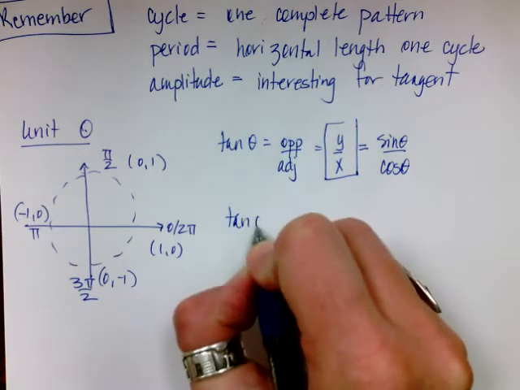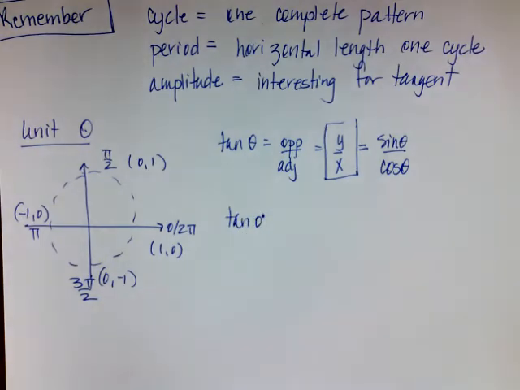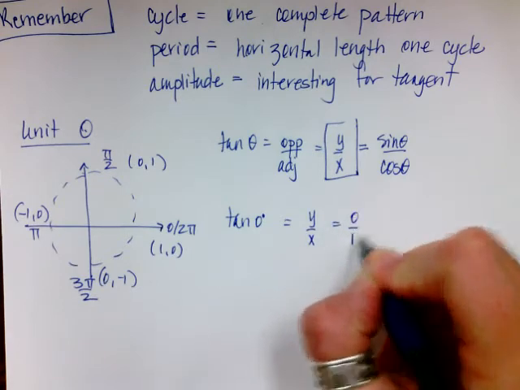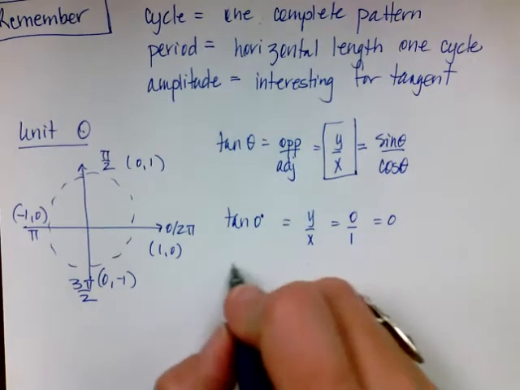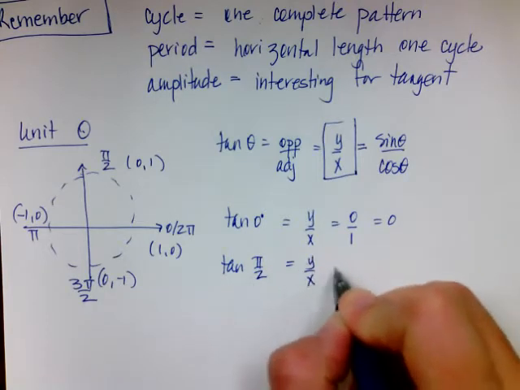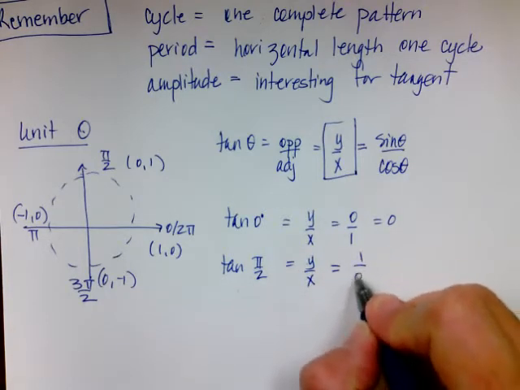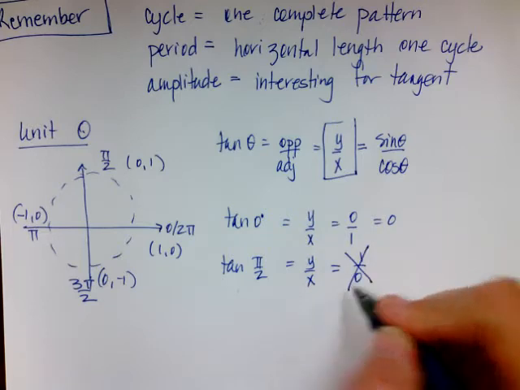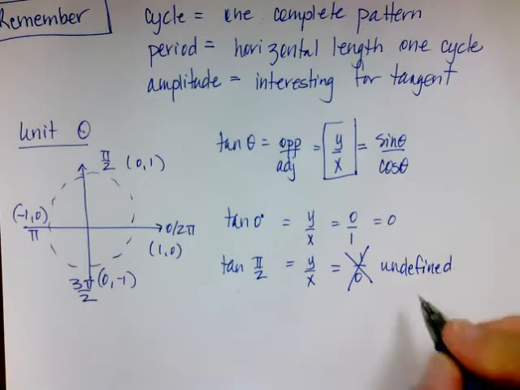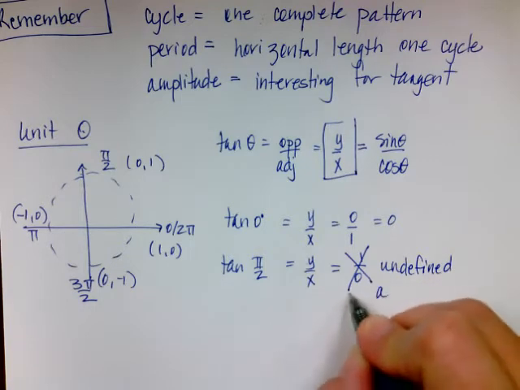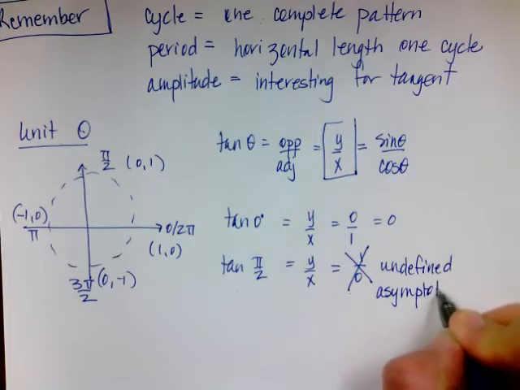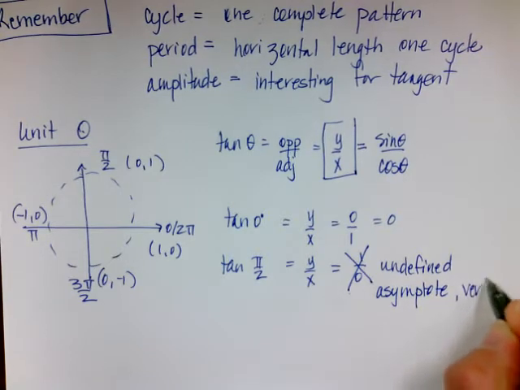So the tangent at 0 degrees, or 0 radians, is going to be y divided by x. So it's 0 divided by 1, so it's 0. The tangent at pi over 2 is still y divided by x, and it's 1 divided by 0. The world explodes, so we say that this one is undefined. And because it's undefined, it creates an asymptote, and it does happen to be a vertical asymptote.